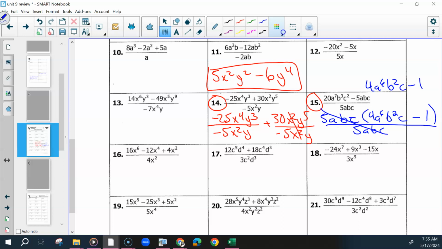Other questions on this page or the back of this page before we go on to the binomials? Divided by a binomial.